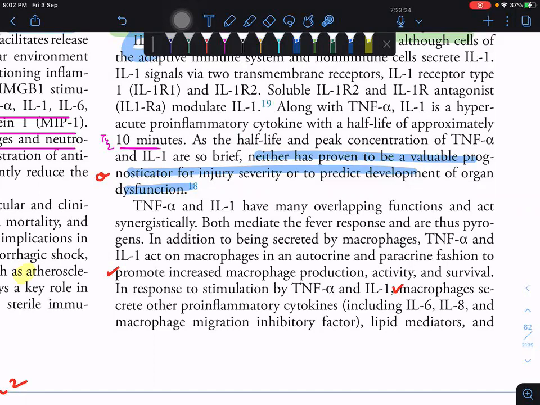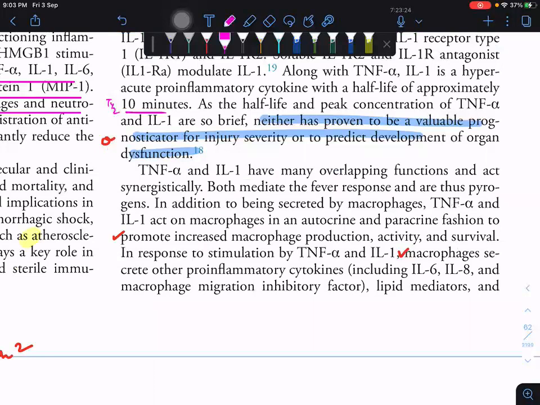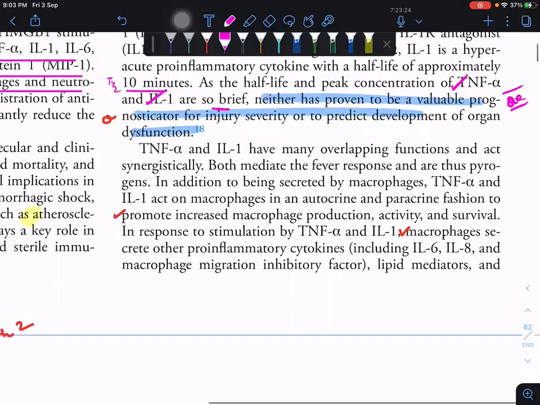But when the half-life of TNF-alpha and IL-1 is very small, around 10 to 15 minutes only, they're telling that neither has proven to be a valuable prognosticator for injury severity or to predict development of organ dysfunction. So they are not using it as a prognostic factor, TNF-alpha, IL-1 and all, because the half-life is very small. This is one MCQ. TNF-alpha and IL-1 half-life is so brief, so they are not used as a prognosticator, or to predict development of organ dysfunction.